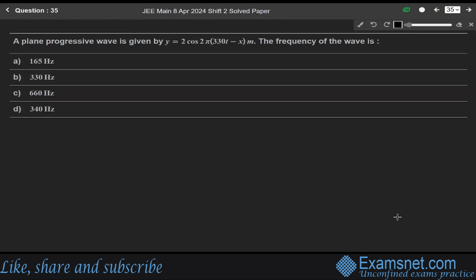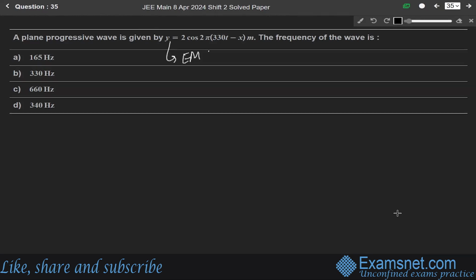Now next is 35. A plane progressive wave is given by y equals 2 cos 2 pi (330 t minus x) meter. The frequency of the wave is. Okay, so this question is from the chapter of electromagnetic waves. We have to find the frequency of the wave. So we are given y equals 2 cos 2 pi (330 t minus x) meter.